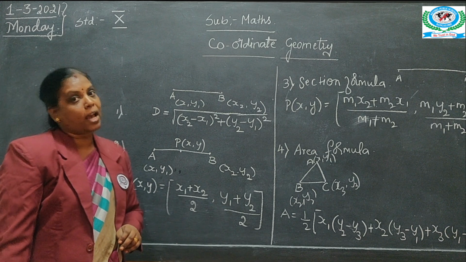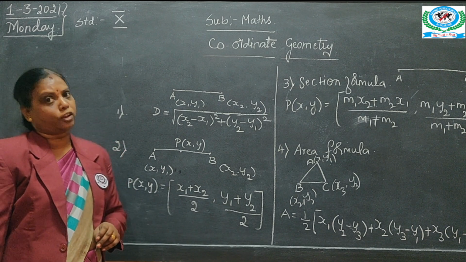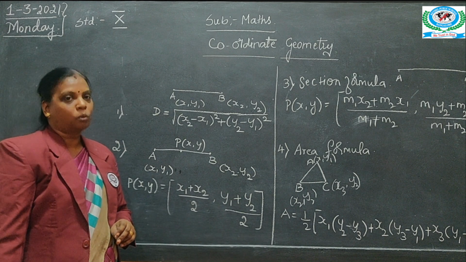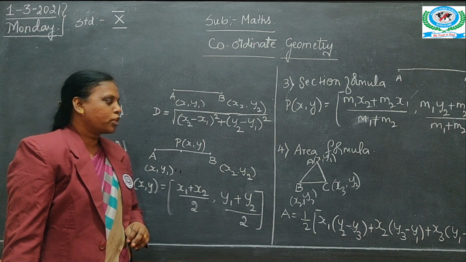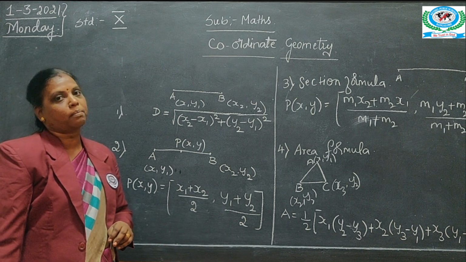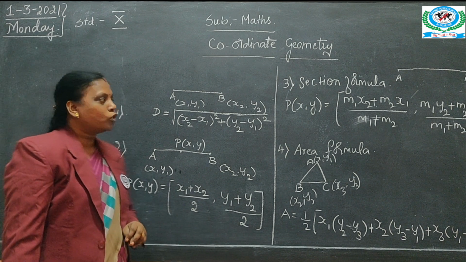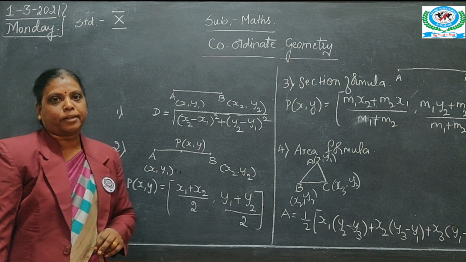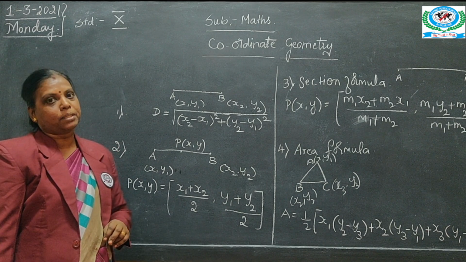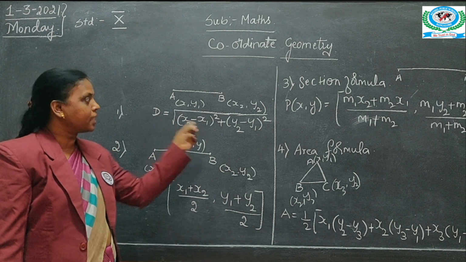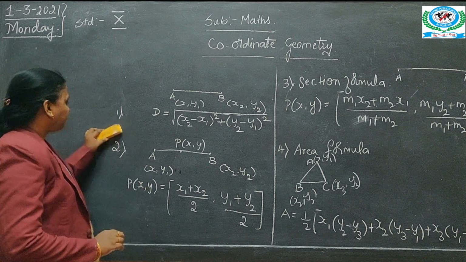Next you have the area formula to find the area of the triangle. You have half into x1 into y2 minus y3 plus x2 into y3 minus y1 plus x3 into y1 minus y2. These are the 4 formulas which we will be using in the coordinate geometry. So we will take some examples and use all the 4 formulas. First we will see the distance formula.